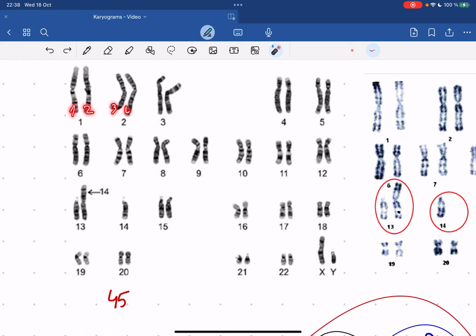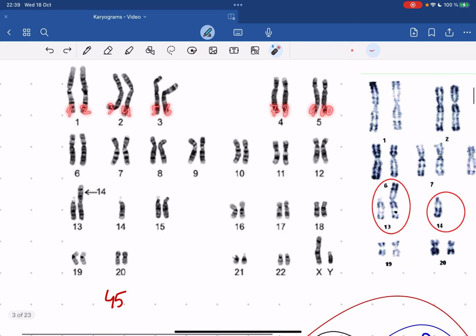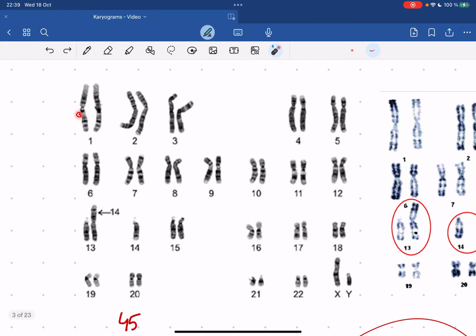This would be 1 chromosome, 2, 3, 4, 5, 6, 7, 8, 9, 10, 11, 12, 13, 14, 15, 16, 17, 19, 20, 21, 22, 23, 24, 25, 26, 27, 28, 29, 30, 31, 32, 33, 34. I made a mistake, probably. What am I doing? 35, 36, 37, 38, 39, 40, 41, 42, 43, 44. Okay, I made a mistake somewhere. Let me count again. 1, 2, 3, 4, 5, 6, 7, 8, 9, 10, 13, 14, 15, 16, 17, 18, 19, 20, 21, 22, 23, 24, 45. Okay, so it's 45 chromosomes.